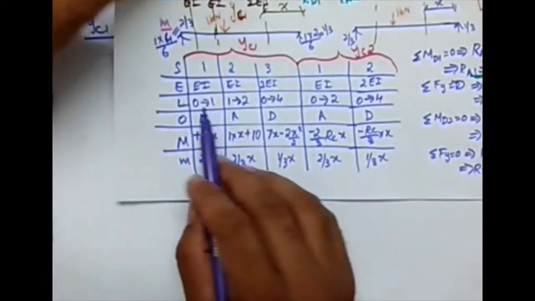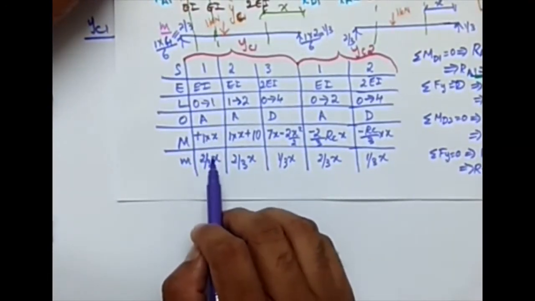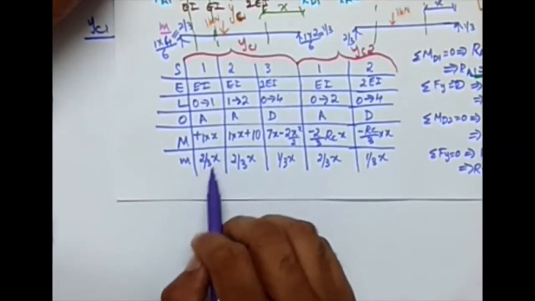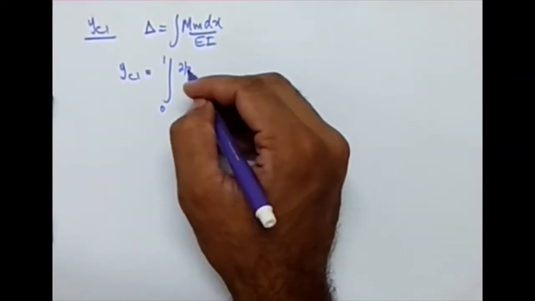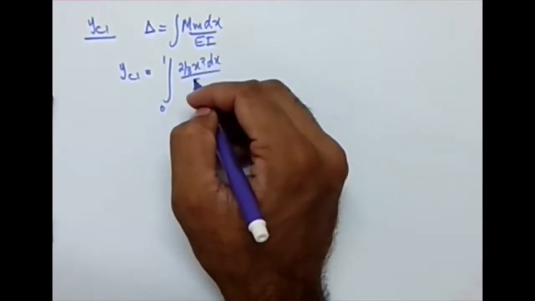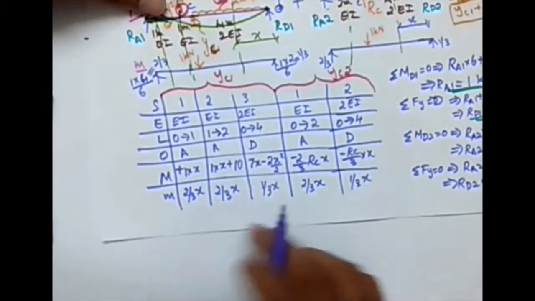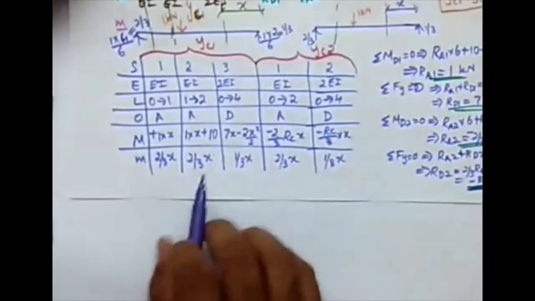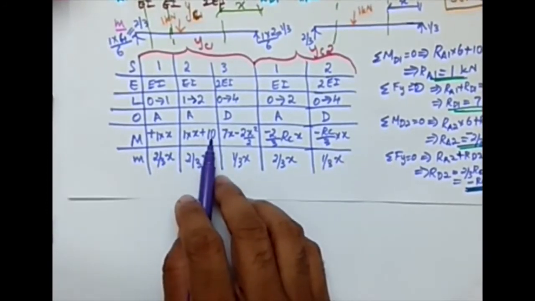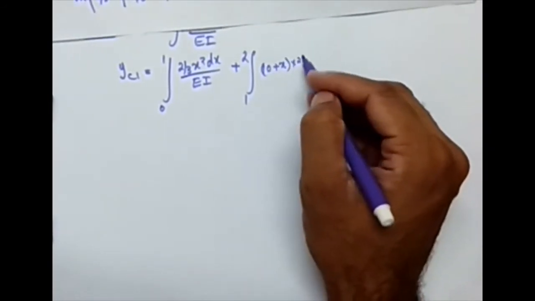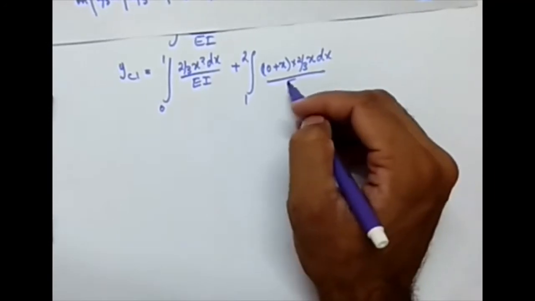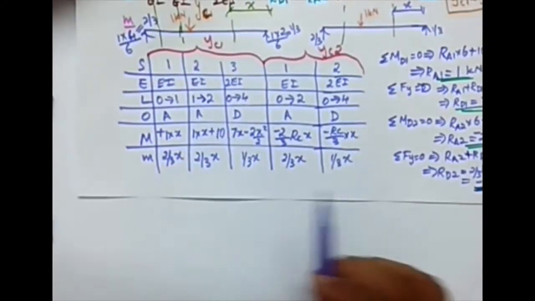So YC1 is equal to integral. The first limit is 0 to 1. Capital M times small m is going to give x into 2 by 3x, that is 2 by 3 x square. So integral 0 to 1, 2 by 3 x square dx by EI, plus. The second is integral 1 to 2. What is the expression? 10 plus x times 2 by 3x dx by EI, because EI is EI.